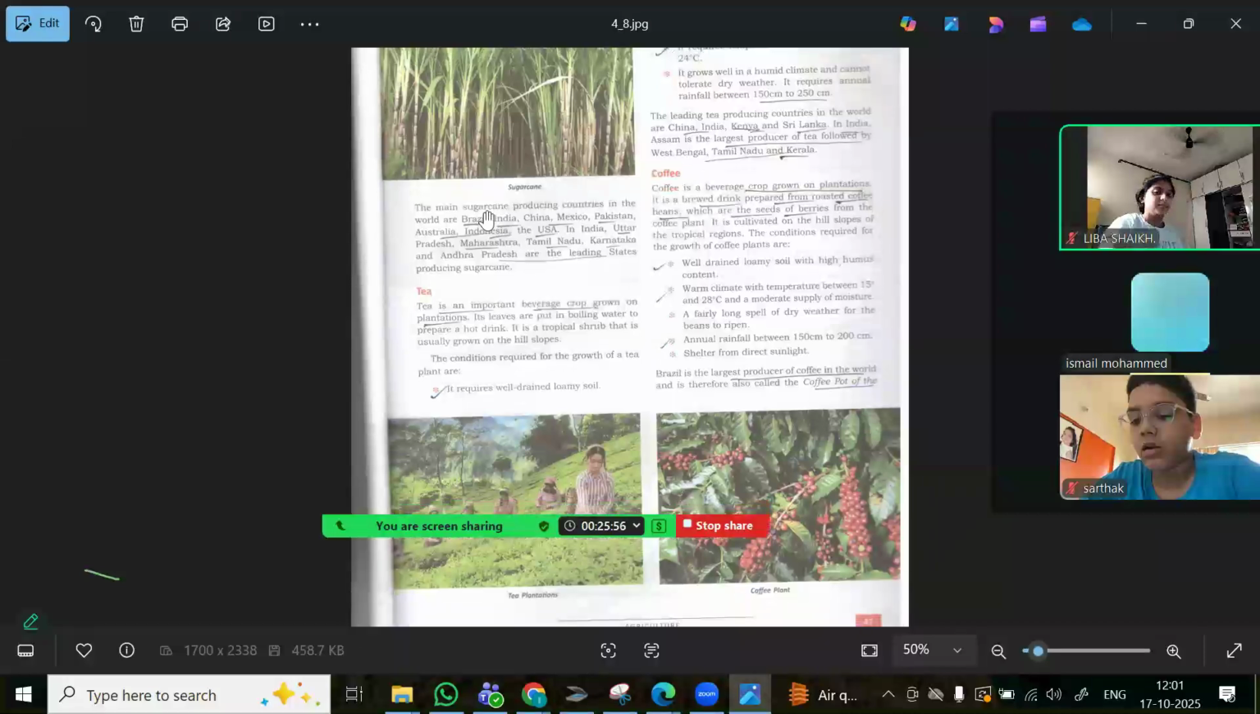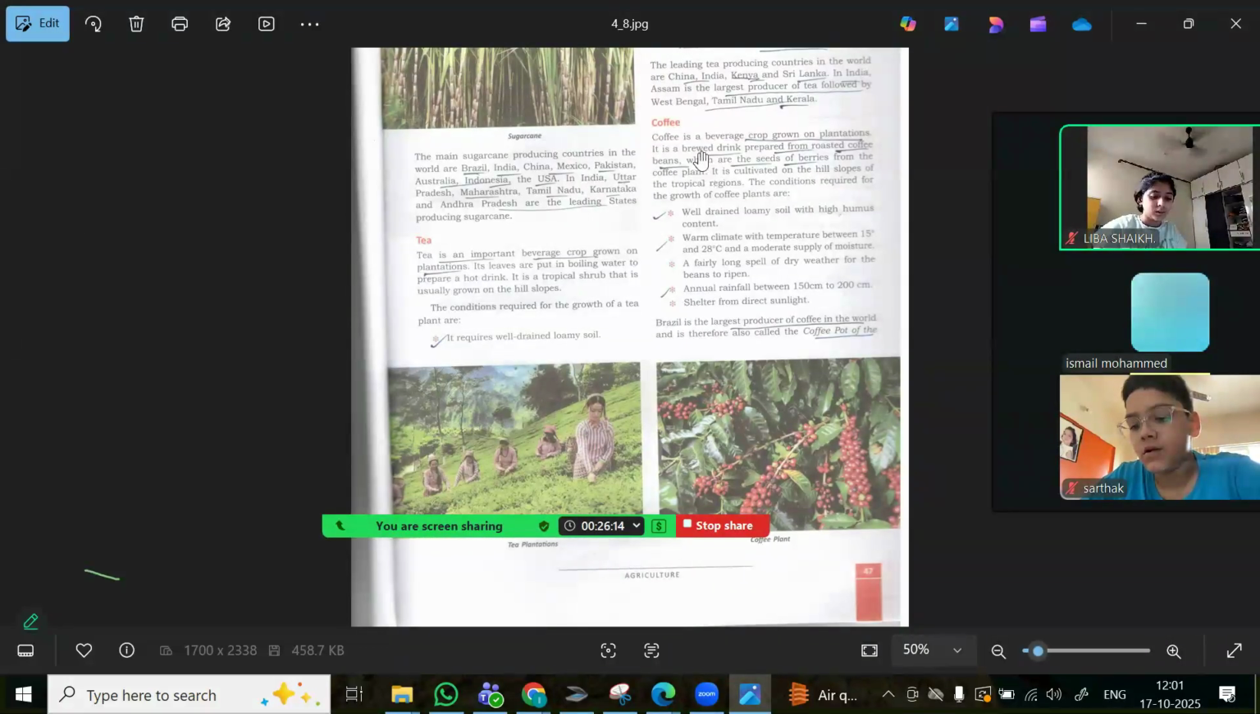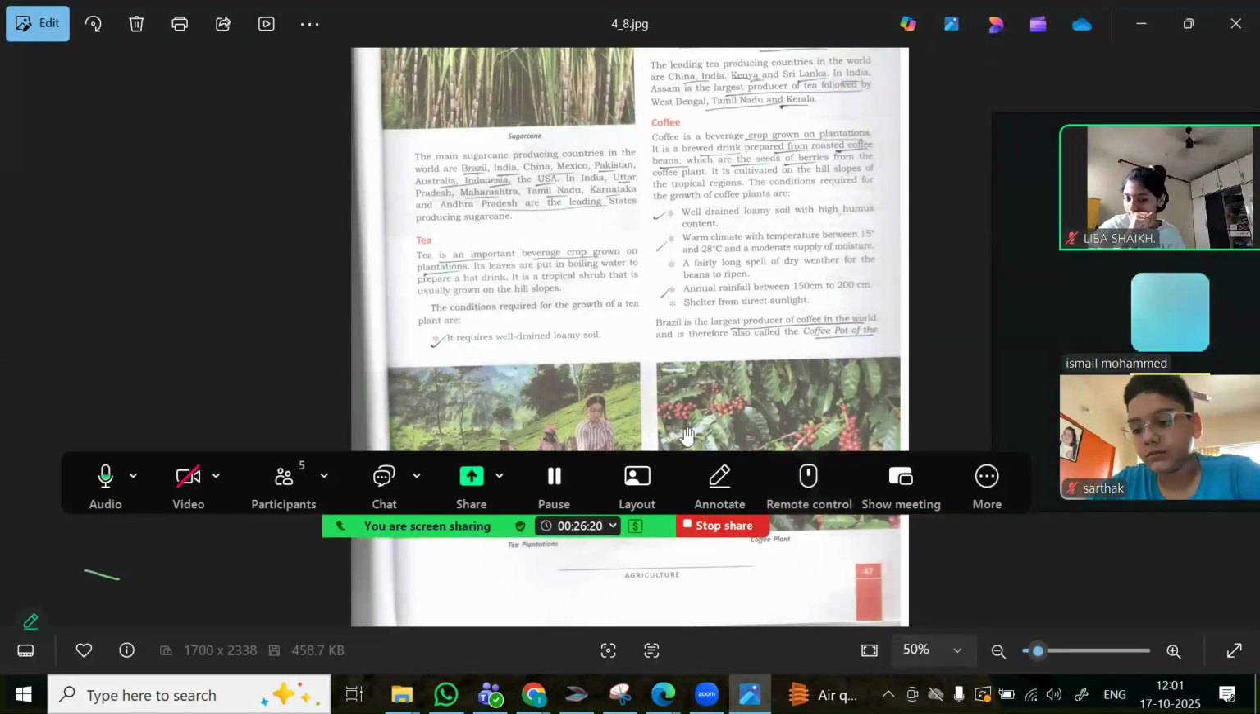Okay, so major sugarcane producing countries are Brazil, India, China, Mexico, Pakistan, Indonesia, and the USA. In India: Uttar Pradesh, Maharashtra, Tamil Nadu, Karnataka, and Andhra Pradesh. Next, these two are plantation crops. They are cash crops, but plantations where you farm on sloping lands, hilly sides, as you can see here.